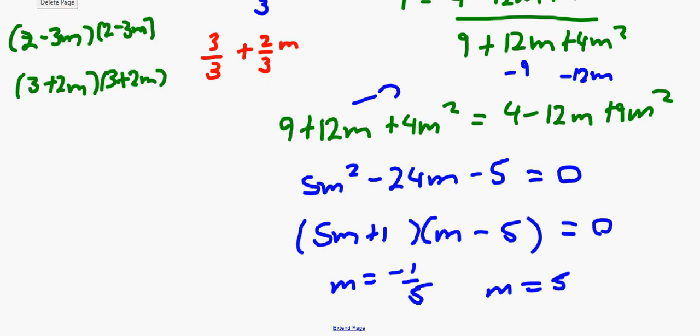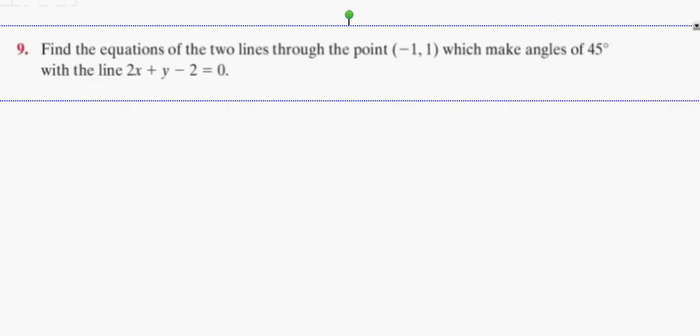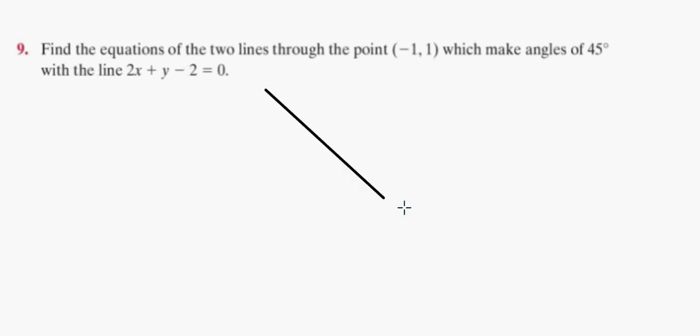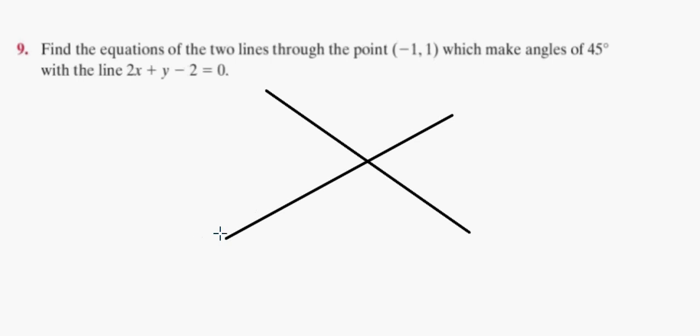Now, let's move on. 9. Okay. This question's very similar. So, we have a point which is, actually wait, that's not a point of intersection though. So there's a point minus 1, 1. Okay. And what happens is it makes a 45-degree angle with this yellow line here, and this yellow line is that one there.